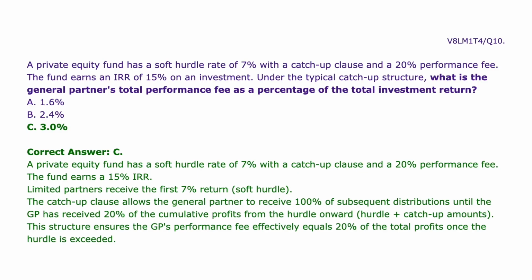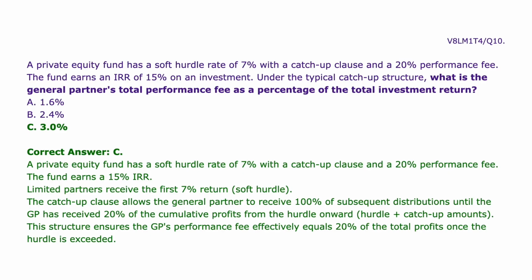The fund made 15%, which is more than the 7% hurdle rate. This means the manager is eligible for a performance fee. In a soft hurdle structure with a catch-up, the manager is entitled to their specified percentage, 20%, of the entire return once the hurdle is cleared. Simply multiply the total return 15% by the performance fee percentage 20%, which equals 3.0%.